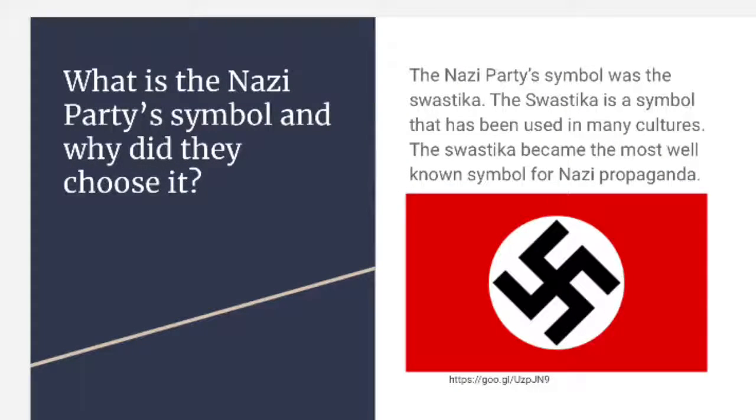The Nazi symbol is the swastika. The swastika is known for good fortune or well-being. According to the United States Holocaust Memorial Museum, it was used at least 5,000 years before Adolf Hitler designed the Nazi flag. The swastika was not only on the Nazi flag, but it was also used for all posters and other Nazi propaganda. The swastika is and forever will be known as the Nazi symbol.